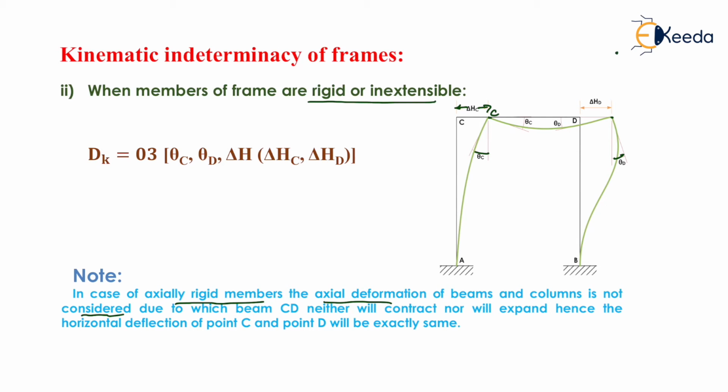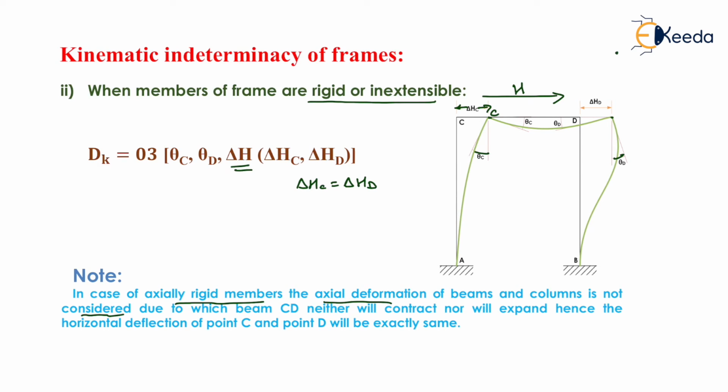Now due to this horizontal displacement of joint C, there will be the horizontal displacement of joint D. So both these horizontal displacements will be equal in magnitude, that is delta HC will be equal to delta HD. So we can say that in case of axially rigid or inextensible frames, all the joints will be subjected to only one displacement, that is rotation, and there will be only one story displacement. Okay, there will be only one story displacement, which is indicated by delta H here.